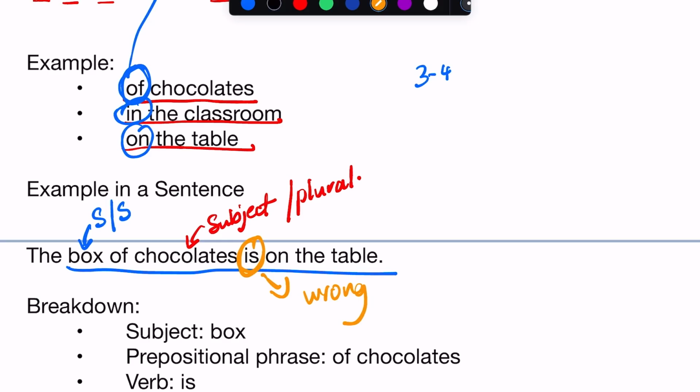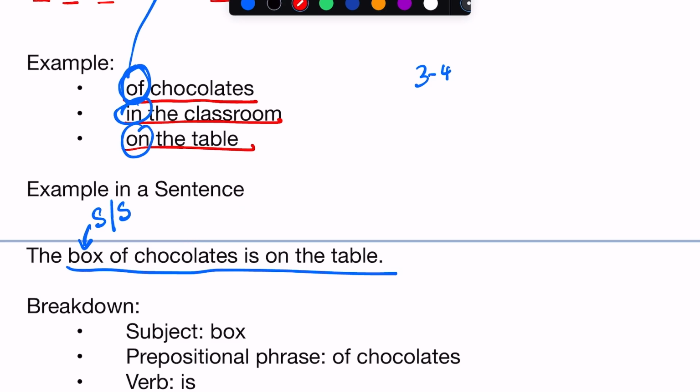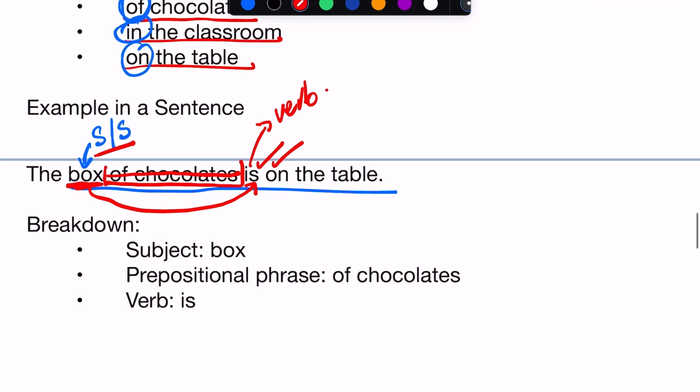So the correct answer here is boxes is the subject, and you just have to ignore everything else in the middle. The prepositional phrase here would be of chocolates. We just pretend like this isn't here, and then we see, does the subject match with the verb? There's one box, therefore is is correct. The verb here is, which is correct. So as I said, the prepositional phrase is of chocolates.